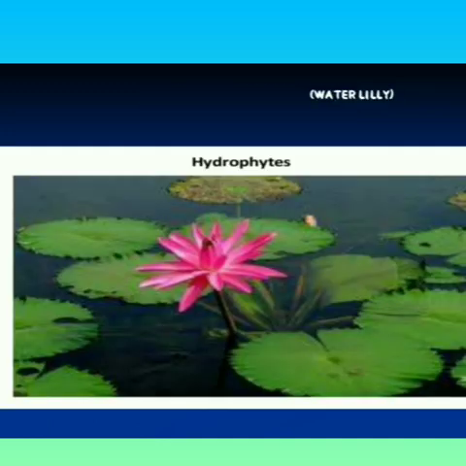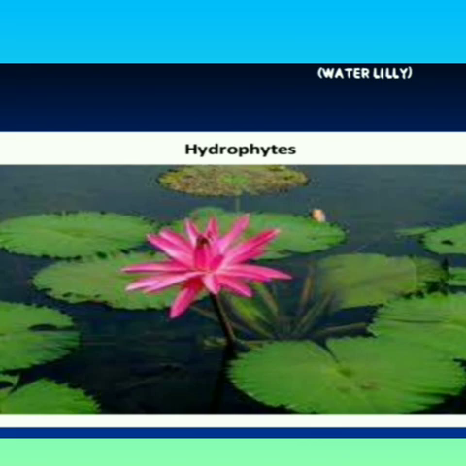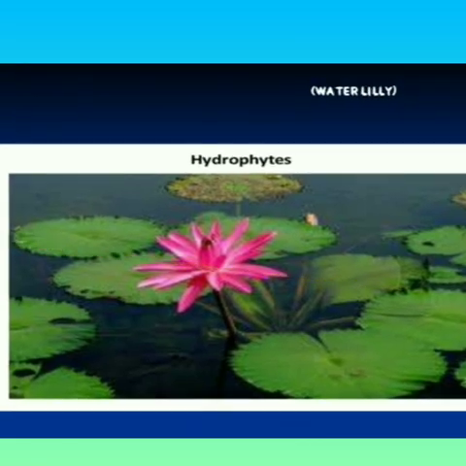In this diagram, this is water lily shown. You can see here that broad leaves are present having extensive stomata on the top to increase the rate of transpiration. Same is the case with tulips.